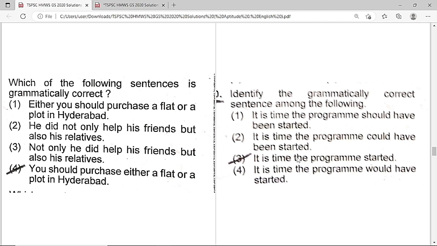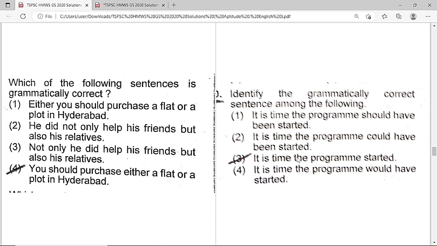It is time the program started. So this is the correct grammatical sentence. It is a grammatically correct sentence. It is time the program started.